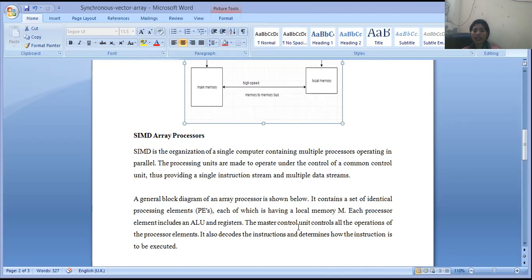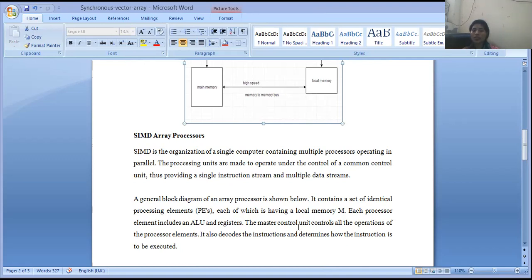It contains a set of identical processing elements, each of which has a local memory M. Each processing element includes an arithmetic logic unit. This is well known, that each and every processor has an ALU, and registers for storing the data.